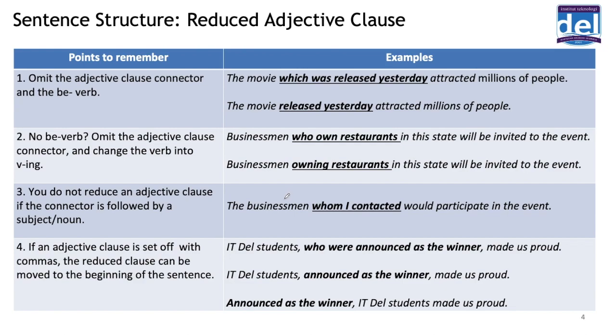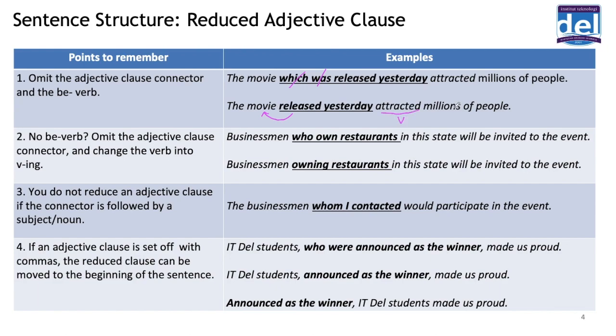If the adjective clause has a be verb, then what you can do is you omit the connector and the be verb. So the reduced form is the movie released yesterday attracted millions of people. Although there is no which or connectors, this reduced form still modifies the movie or the noun.